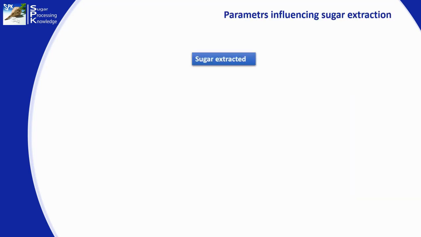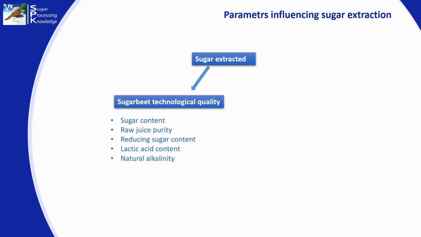Extracted sugar is influenced by two essential parameters. First of all, there is the technological quality of sugar beet, which is characterized by the sugar content, purity of the raw juice, reducing sugars content, lactic acid content, and the natural alkalinity of the juice, which should be sufficient. The technological quality of sugar beet is very important. I will try to prepare a special video that will detail all aspects related to this subject.